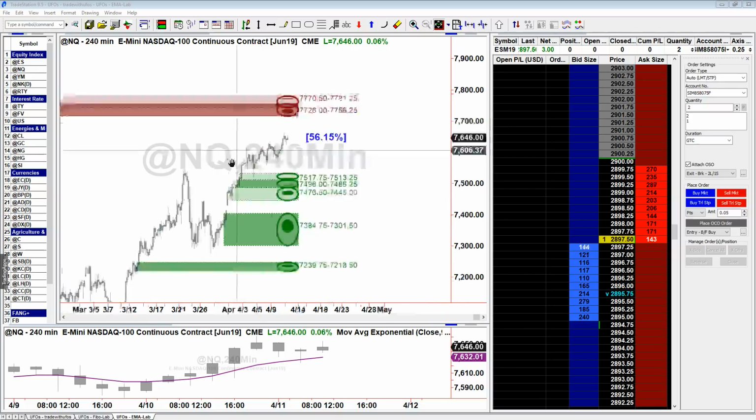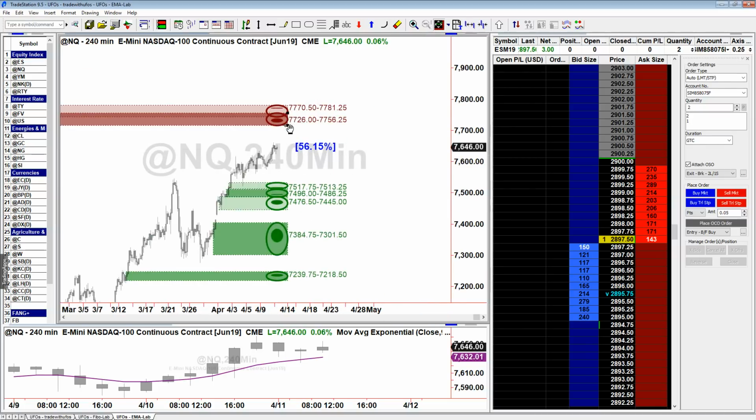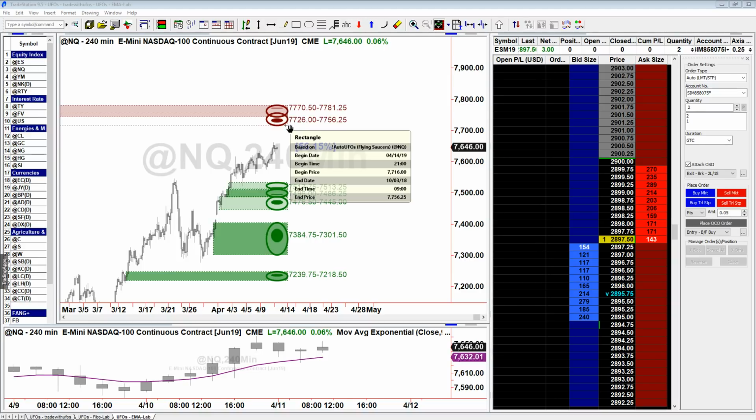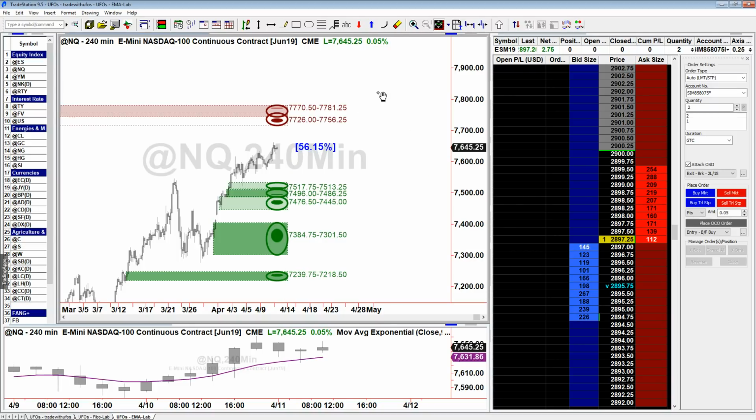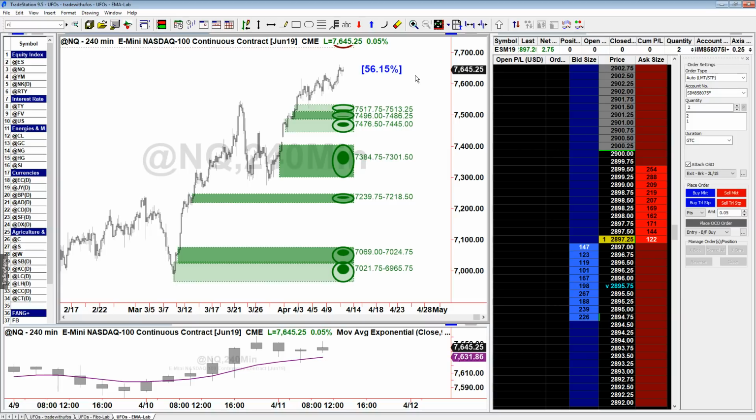And here we can see the UFO that is available, which is 77.16. That is the bottom part of these two red UFOs overlapping each other. So 77.16 is the price number I want to keep in mind, because this is where I'm going to set my final target. 77.16, that's the value to be remembered. So I'm going to switch back to NQN19.